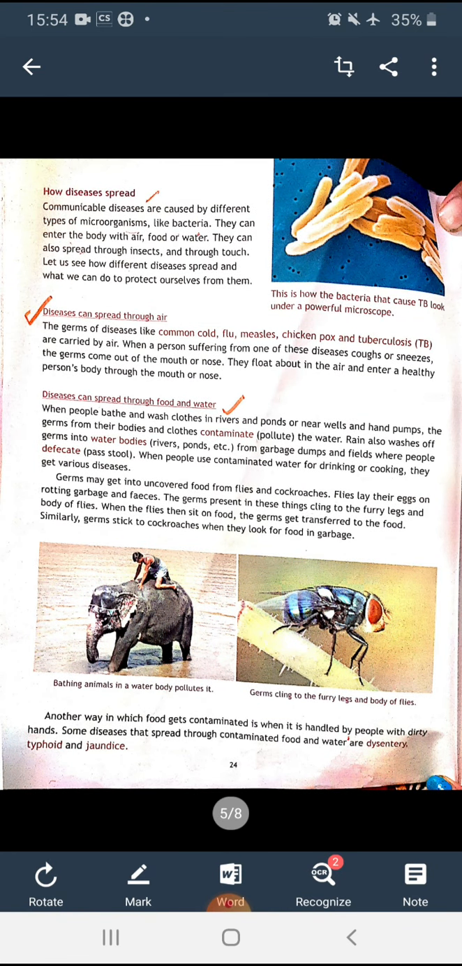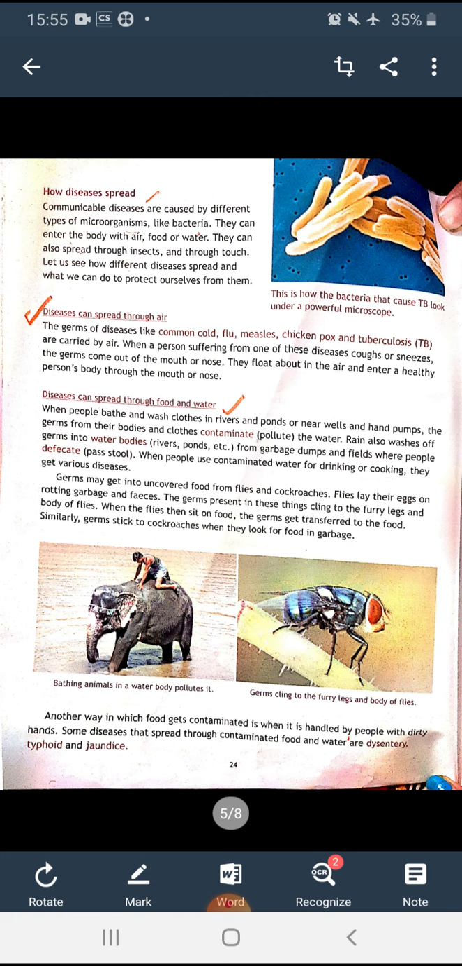How do diseases spread? Communicable diseases are caused by different types of microorganisms like bacteria. They can enter the body with air, food, and water. They can also spread through insects and through touch. So there are different ways a disease can spread. Diseases can spread through air. The germs of diseases like common cold, flu, measles, chickenpox, and tuberculosis are carried by air. When a person suffering from one of these diseases coughs or sneezes, the germs come out of the mouth or nose and float in the air and enter a healthy person through the mouth or nose.